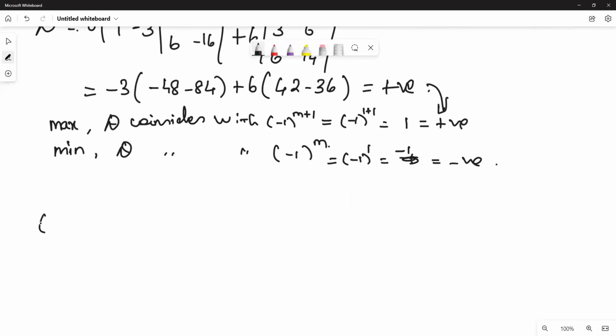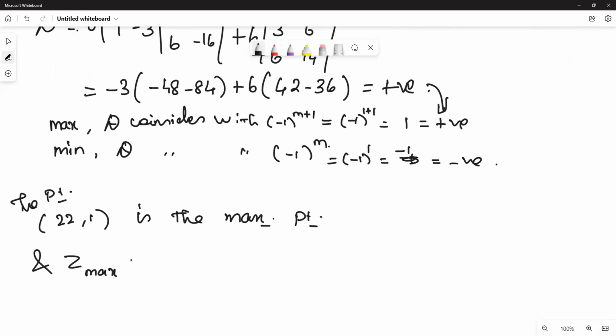So the point (22, 1), which we have got, is the maximum point, and Z max, the maximum value, is found by substituting in the function 3x1² plus 14x1x2 minus 8x2². Substituting this point, we'll get the maximum of the given nonlinear function.